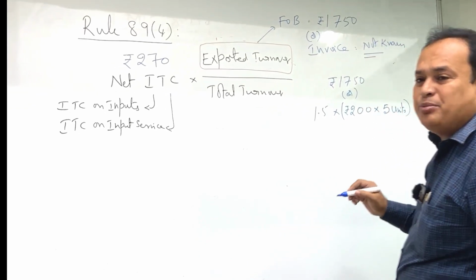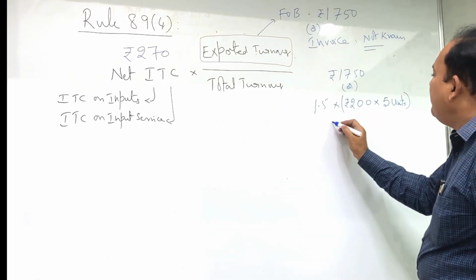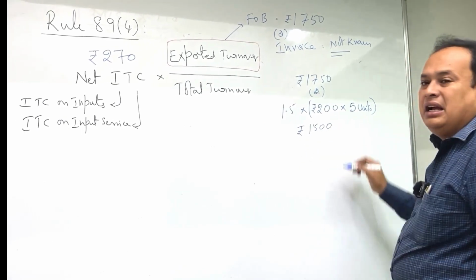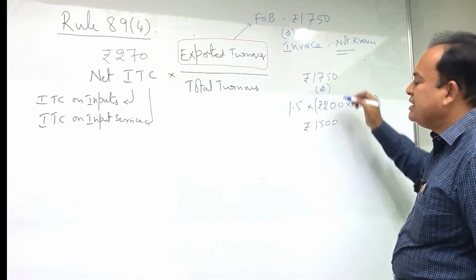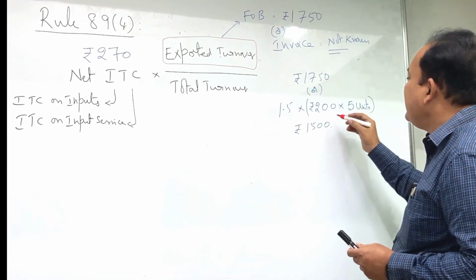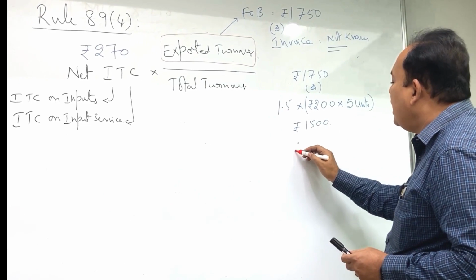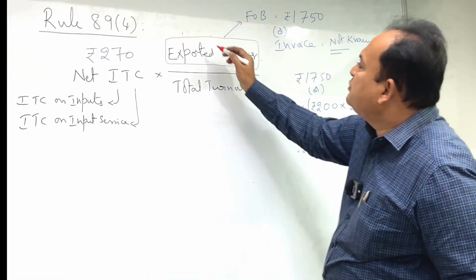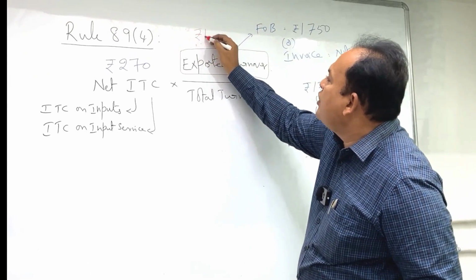Therefore, in the given case, my dear, how much value will you get here? 1500. Among the two, whichever is less, you have to take that one. Therefore, our export turnover here is 1500.